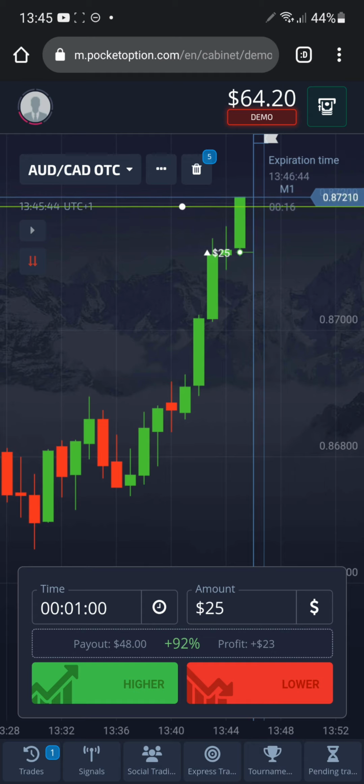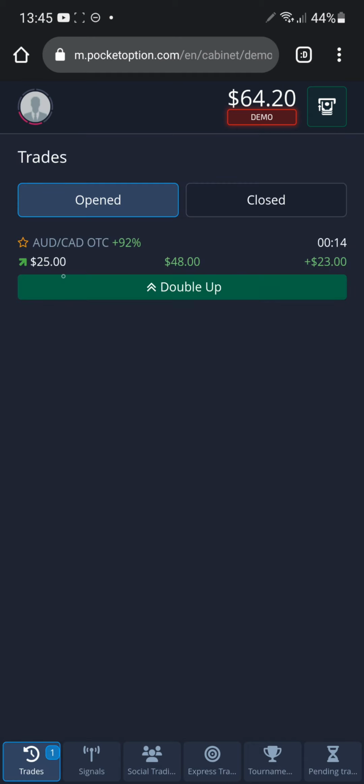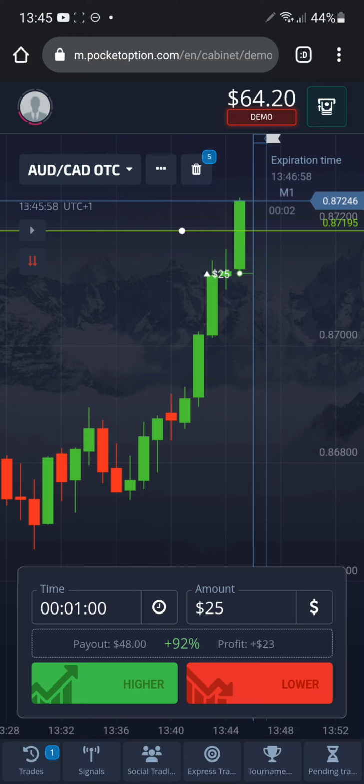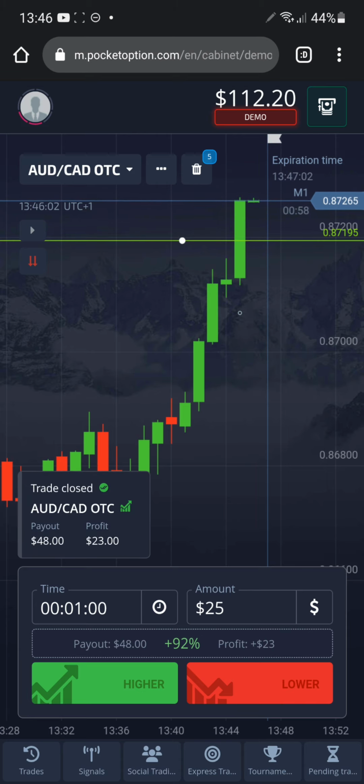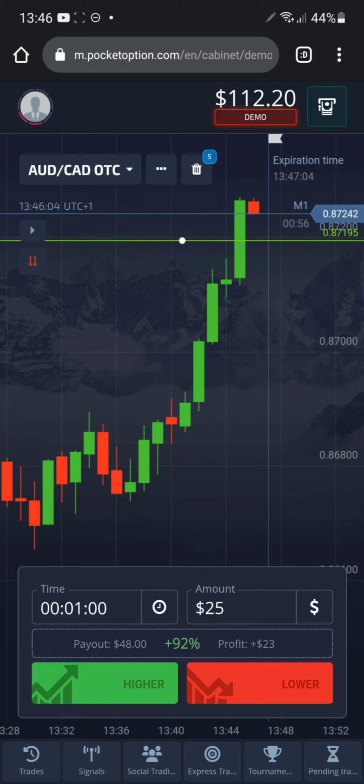But you can see now the price amount we are using for this trade is $25, and the payout amount is going to be $48. Well, you can see here also the profit is going to be $23. It's as if we are going to win this trade. So we finally won the trade. You can see our balance has increased. So that's what happens now.